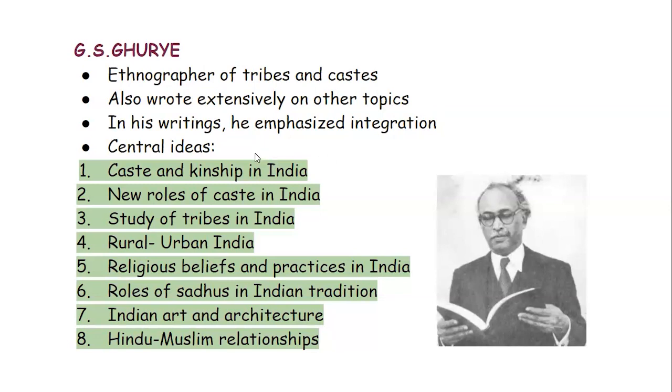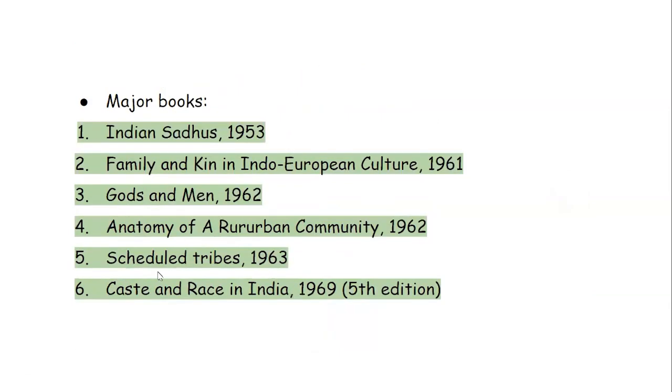The central ideas he addressed in his books were caste and kinship in India, new roles of caste in India, study of tribes in India, rural urban India, religious beliefs and practices in India, roles of sadhus in Indian tradition, Indian art and architecture, and Hindu-Muslim relationships. So these were the central ideas of Ghure's books. And these are some of his major books. He wrote a lot of books, but these are the major ones.